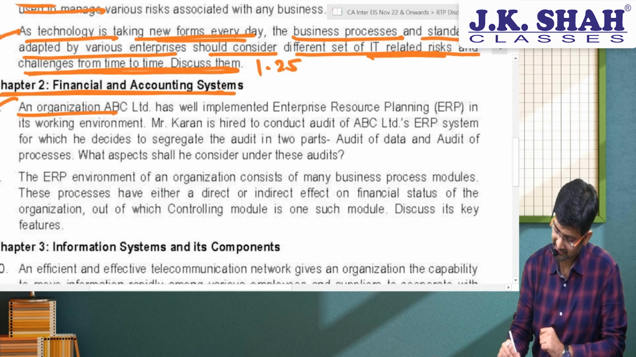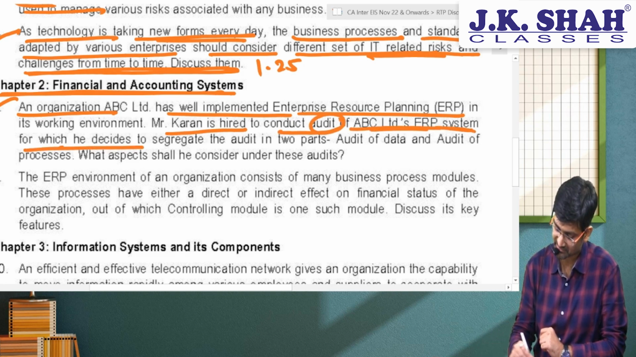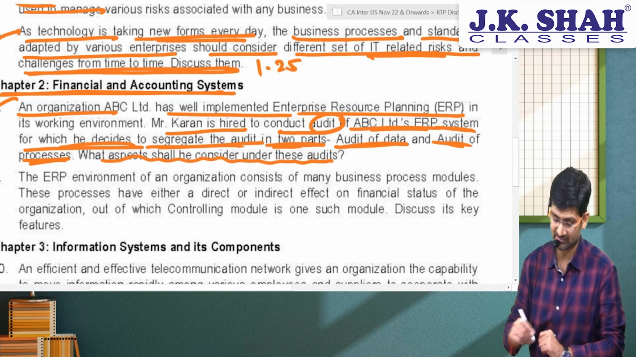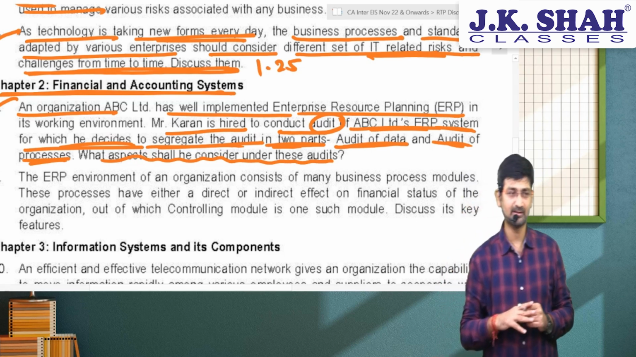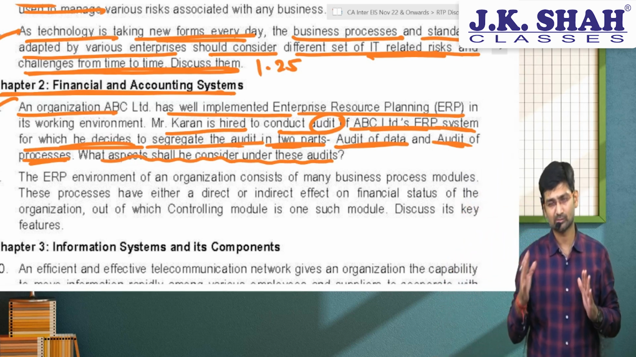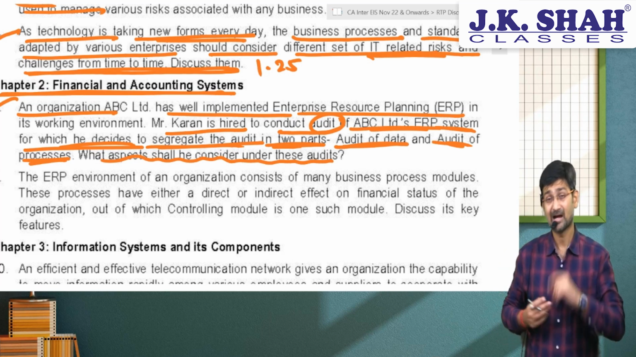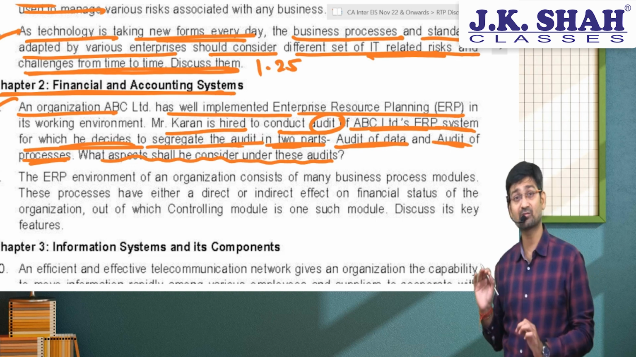An organization has well implemented ERP. Mr. Karan is hired to conduct an audit of ABC Limited's ERP system, for which he decides to segregate the audit in 2 parts, audit of data and audit of processes. What aspects shall he consider under these audits? Now, audit of ERP is a topic in which you had actually got one main question, which was the questions that the auditor will ask. After that, you had a small topic from which a question can be created, though it's less important, I used to say, but a question can be created.